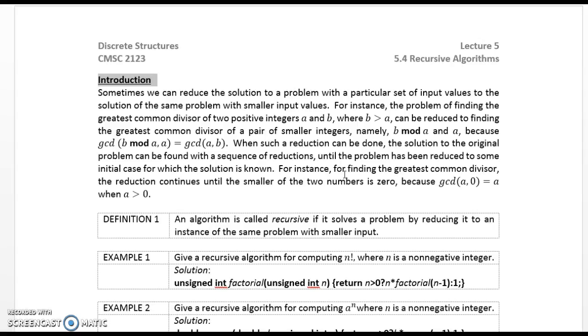When such a reduction can be done, the solution to the original problem can be found with a sequence of reductions until the problem has been reduced to some initial case for which the solution is known. For instance, for finding the greatest common divisor, the reduction continues until the smaller of the two numbers is 0, because the greatest common divisor of a and 0 is a when a is greater than 0.